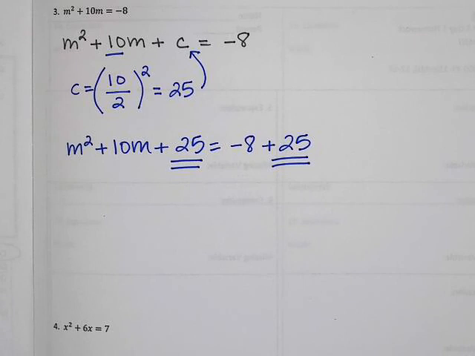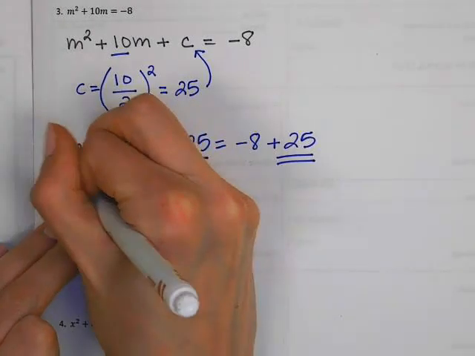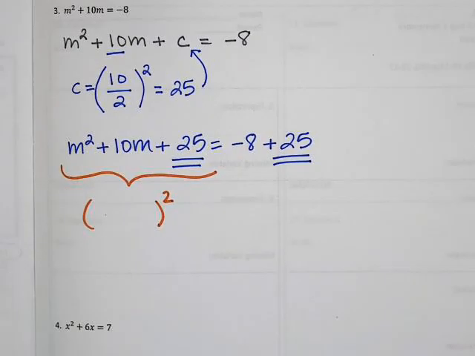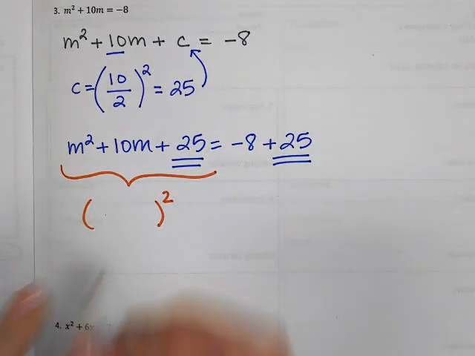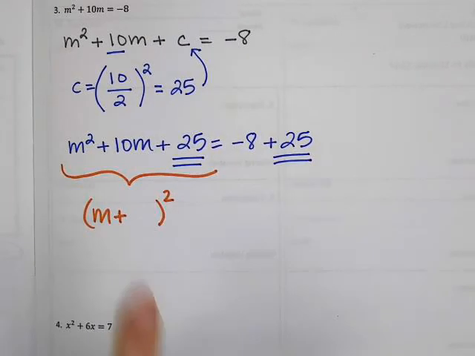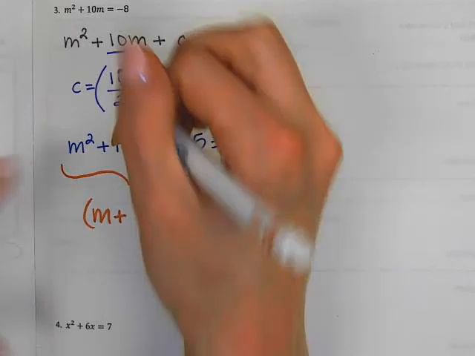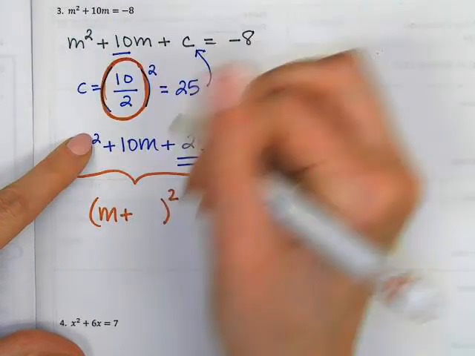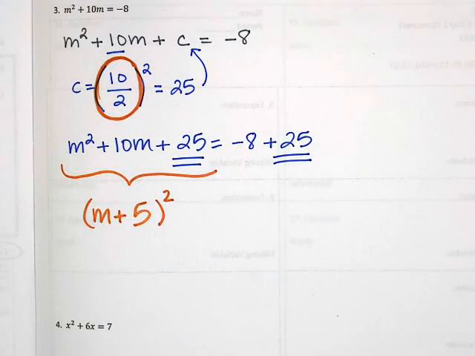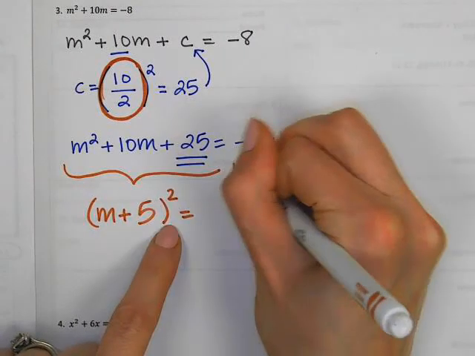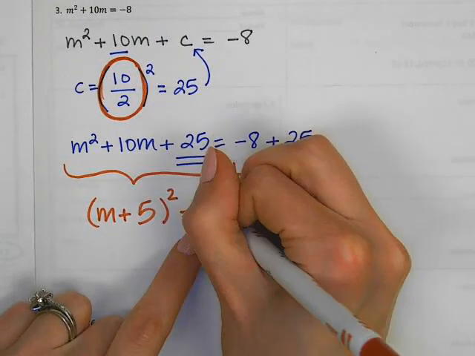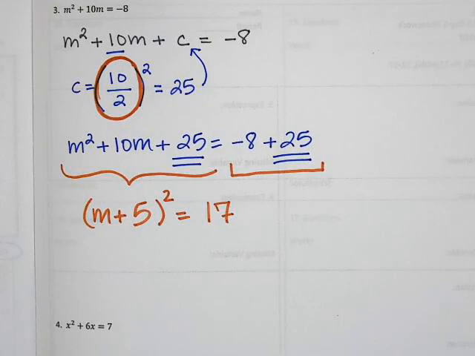Okay, now the weird part. Now we just created a perfect square binomial. What is it? It's going to be m plus, remember this part is just the b over 2 part, which was 10 divided by 2, which was 5. And then on the right side, we're just going to add it together. Negative 8 plus 25 is 17. And now you guys know how to solve.